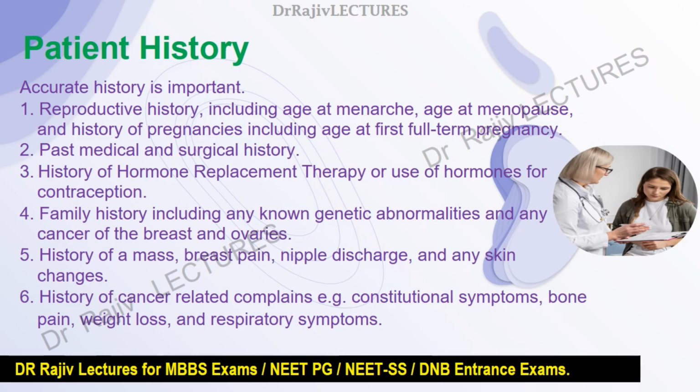In history, also target specific breast complaints. Ask the patient about history of a mass, breast pain, nipple discharge or any skin changes. If a mass is present, ask the patient how long it has been present and whether it has grown or changes size with the menstrual cycle. If a cancer is suspected, inquire about constitutional symptoms, bone pain, weight loss, and respiratory symptoms. These can suggest relevant investigations and could reveal possibility of metastatic disease.